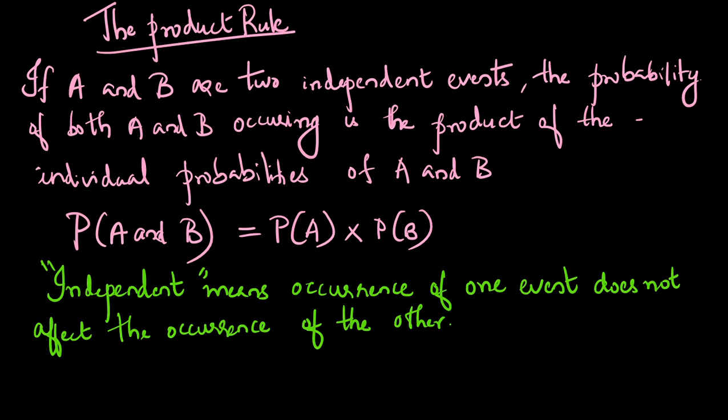Now let's look into detail the product rule. If A and B are two independent events, the probability of both A and B occurring is the product of the individual probabilities of A and B. That is, P of A and B is equal to P of A into P of B.